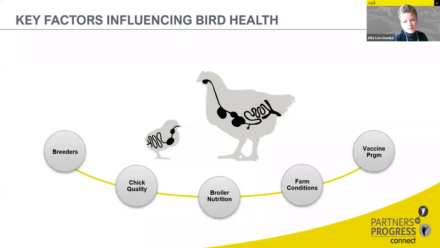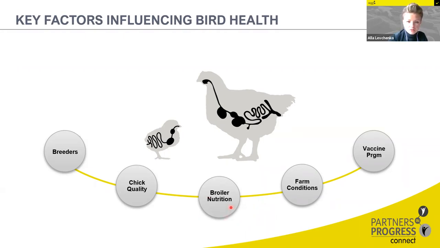There are multiple factors that influence bird health, starting with breeders, their management practices on farm, and also the feeding program and nutrition program that they receive. Then, of course, chick quality that is affected by breeders, by the well-being and the conditions of the parent stock. And quite a lot of influence here also has incubation conditions. Then, of course, broiler nutrition plays a very big role, and if we think from the perspective of cost of production, this is probably the most costly part, taking about 70% of the production cost.